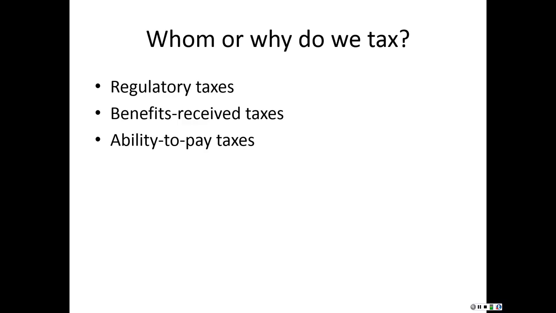If you're able to afford more valuable property, you should be able to afford to pay a higher tax. If you have more money to spend on miscellaneous items, you should have more money to pay in sales taxes. If you have a higher income, you should be able to offset paying more in taxes because you do have a higher income. So these are the ability to pay taxes.